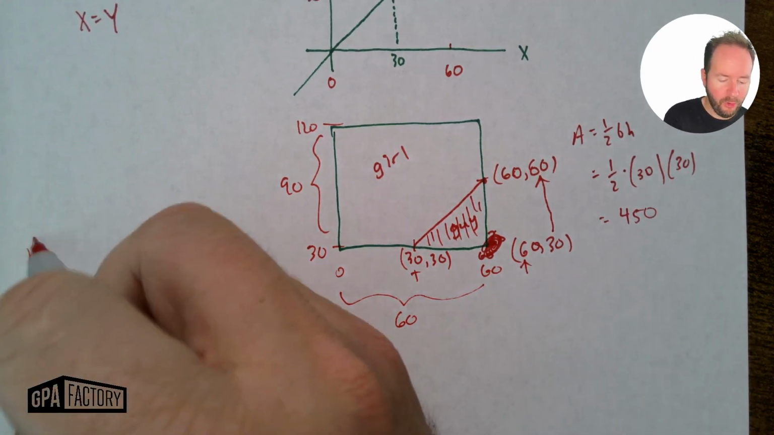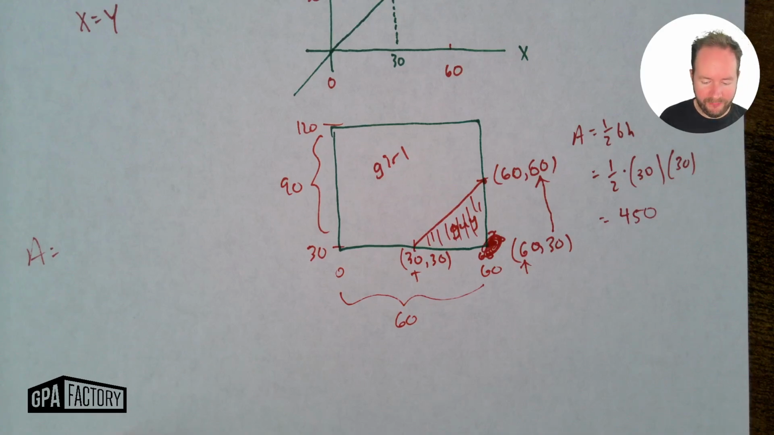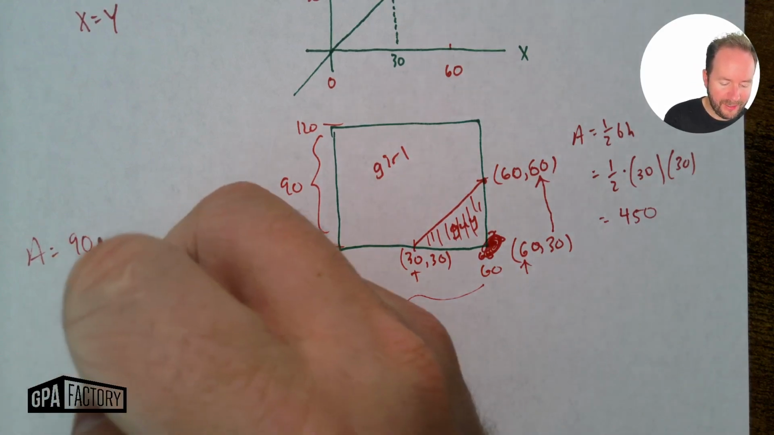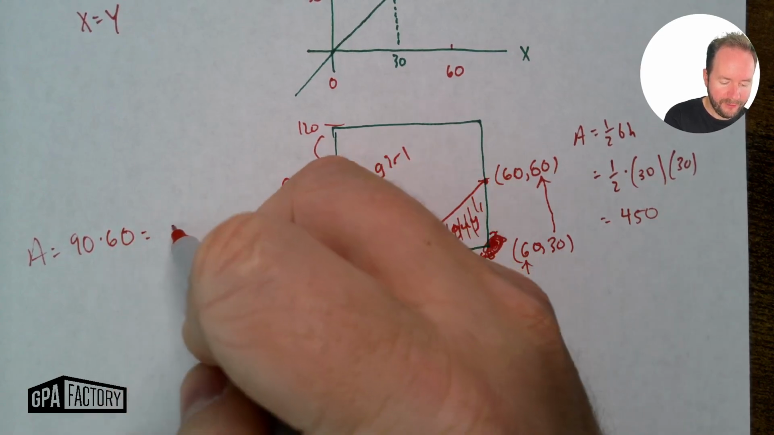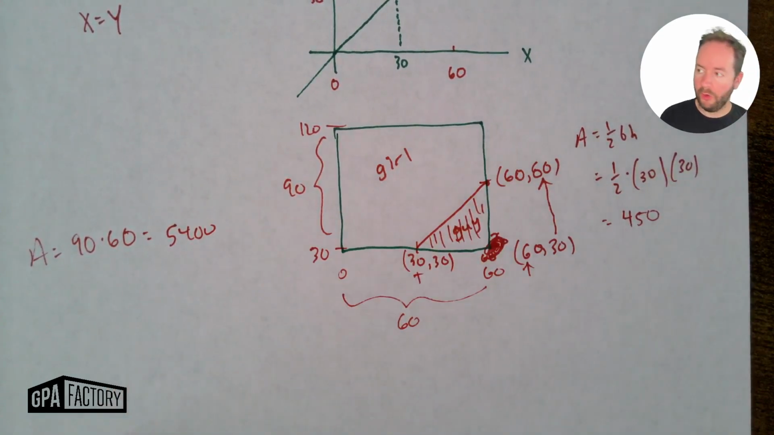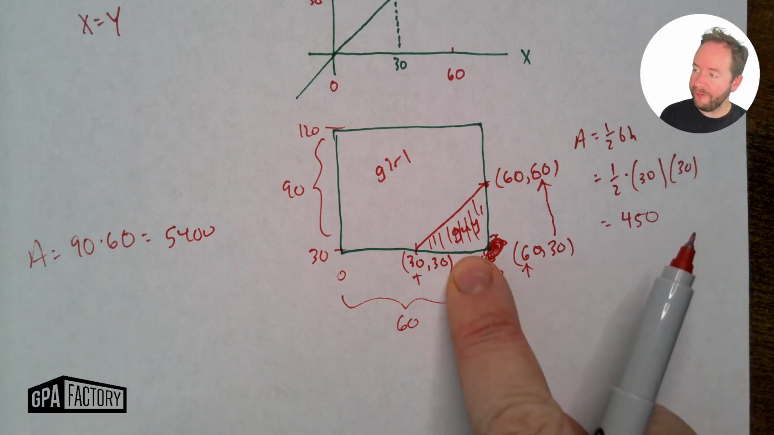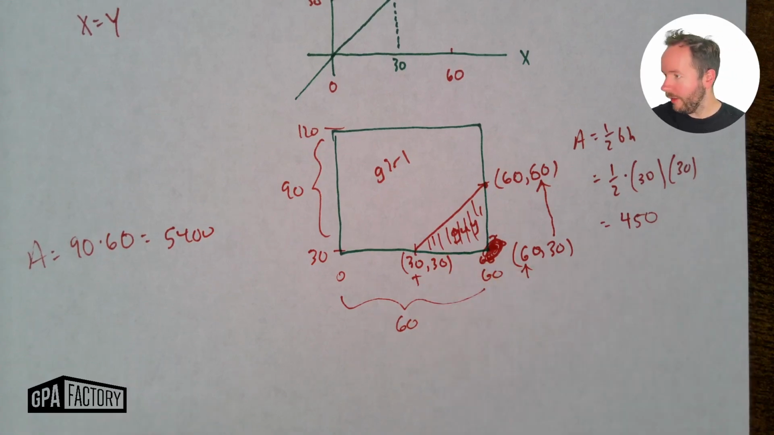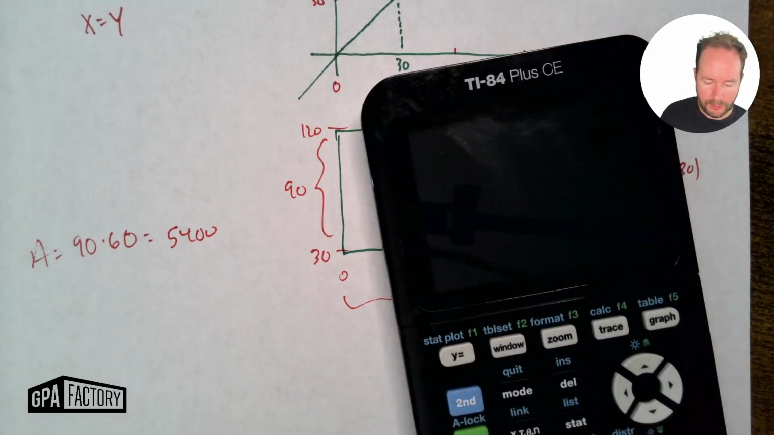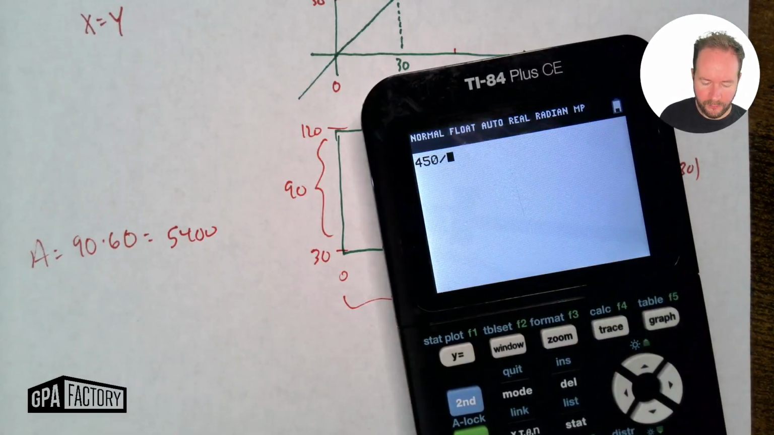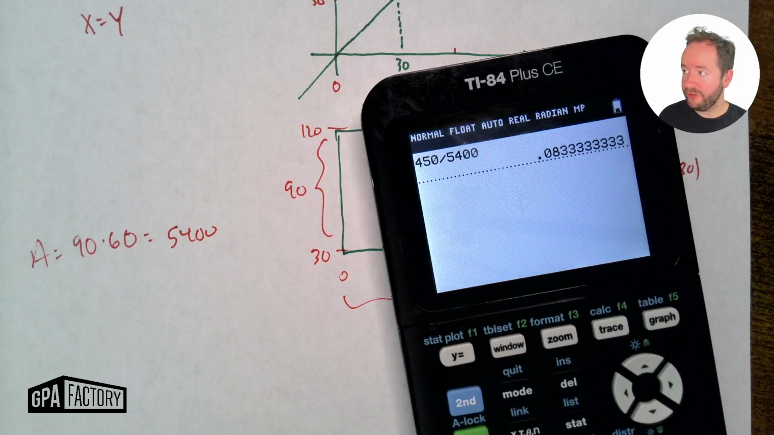So the area of the whole rectangle, don't use a 1/2 this time, it's not a triangle, is just 90 times 60, base times height. So I get 5,400. The whole area is 5,400. The sliver of the triangle that I cared about was 450. I'm going to grab a calculator here and do 450 over 5,400 to get my answer. Looks to be about 8%.